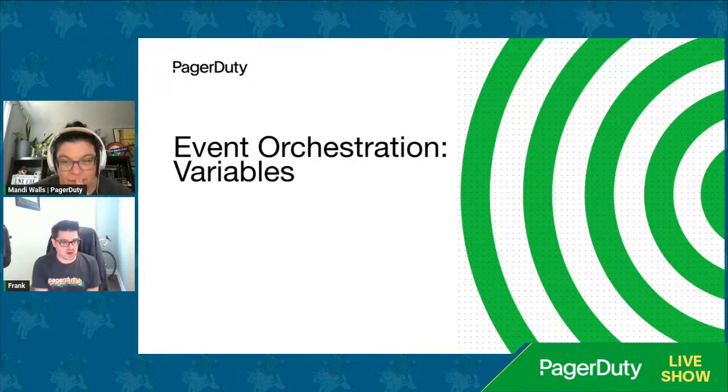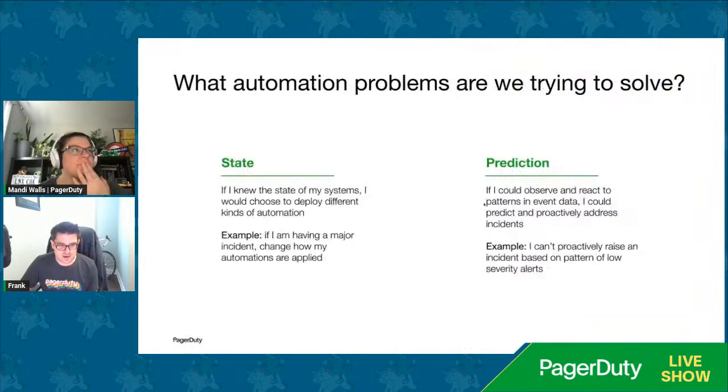The feature I want to talk about today is called event orchestration variables. I'm going to start by giving some background around why we built variables, what it is, and how it works. But I mostly want to spend a lot of this session going through a demo. We're going to set things up first to give folks an idea of why we built this.